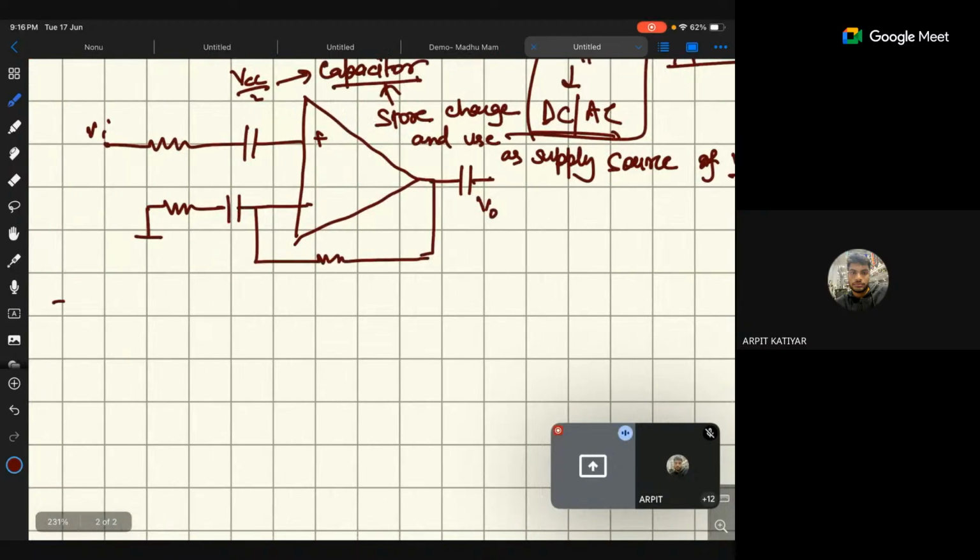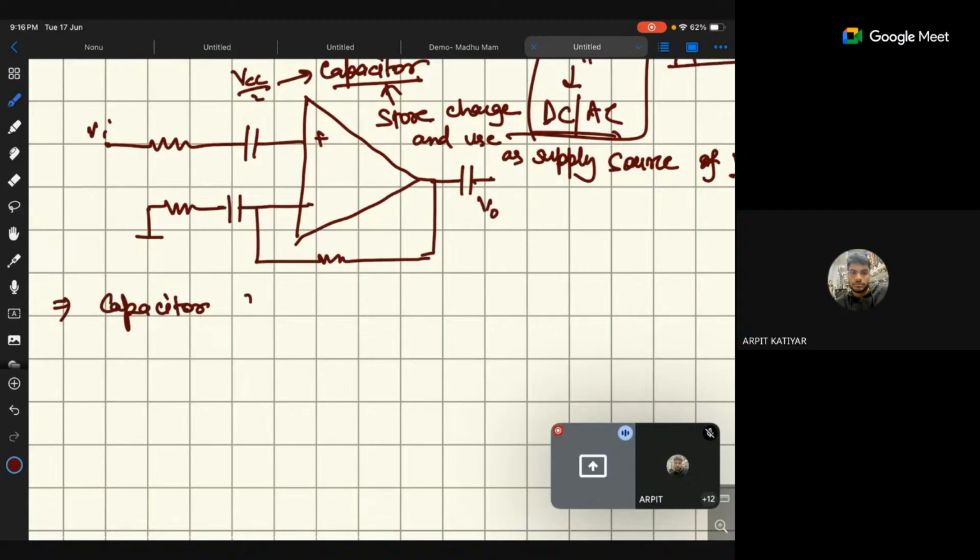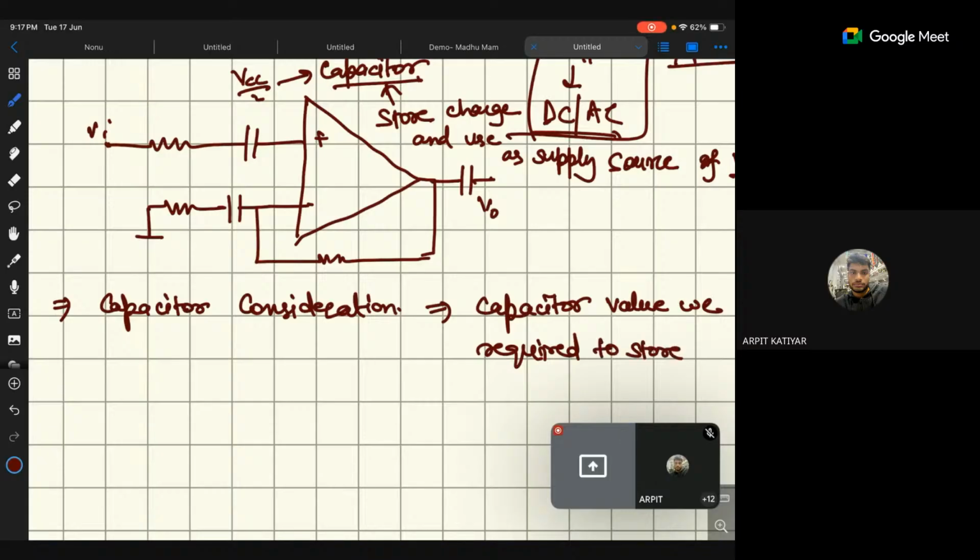Now we have to check what the capacitor condition is. Capacitor consideration: the capacitor consideration is what capacitance value we require to store VCC by 2. Okay, this is the first condition.